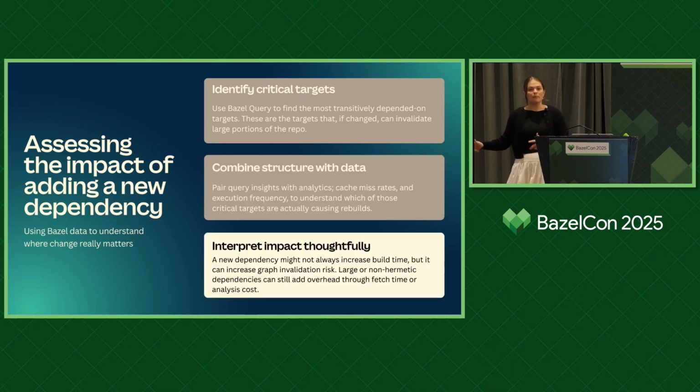And finally, remember, a new dependency might not slow execution, but it can increase invalidation risk or fetch overhead, especially if it's large or non-hermetic. So impact is not always about runtime, but it's also about reach and build frequency.